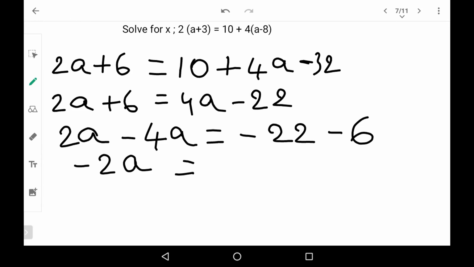How much do we get? Minus 22 minus 6, which is nothing but you're supposed to add both of them. If you add both of them, you will get minus 28. Okay, this is where you people went wrong. Is this the place where you people went wrong? Whoever gave me the answer as minus 8? Yes.